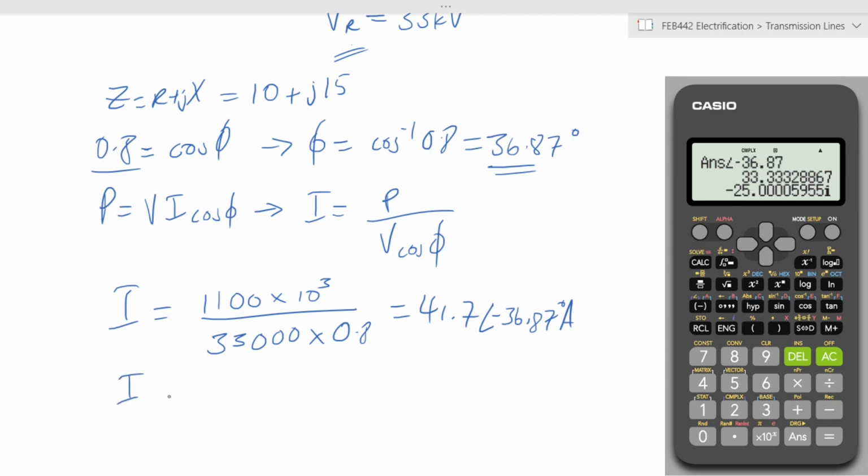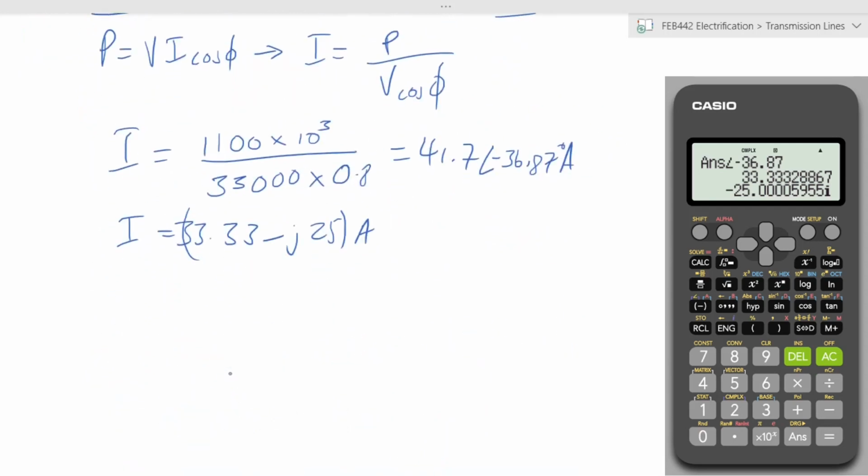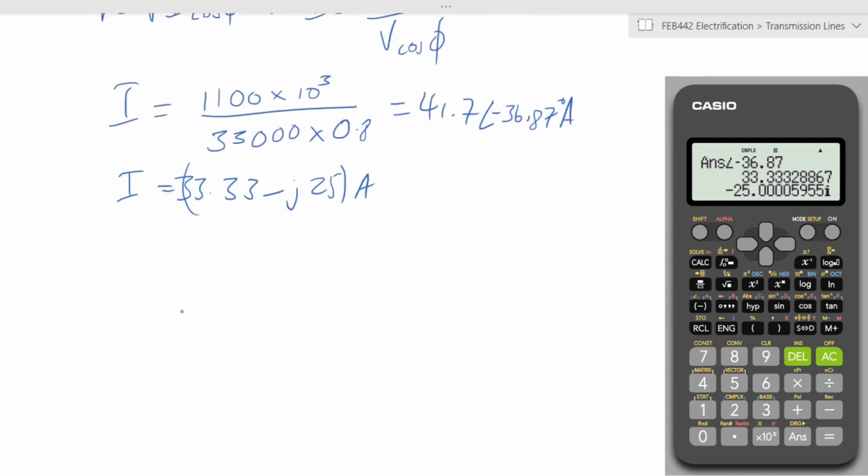So now that answer, let's include it. So I can also be expressed as 33.33 minus J25 amps. All right. If we were to draw the phasor diagram of the circuit that we have so far, that is our voltage, that is our current. So our current is 41.7 amps at an angle of 36.87 degrees.